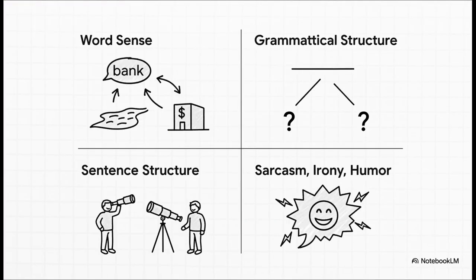And look, it's not just single words like bank. This problem pops up everywhere. It can be in the grammar, it can be in the way a sentence is put together, and then you get into things like sarcasm, irony, and humor. I mean, that's a whole other level of difficulty for a machine to even begin to understand.